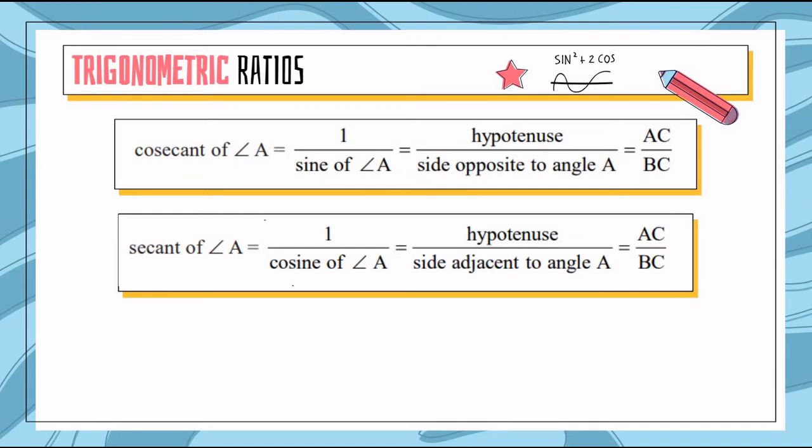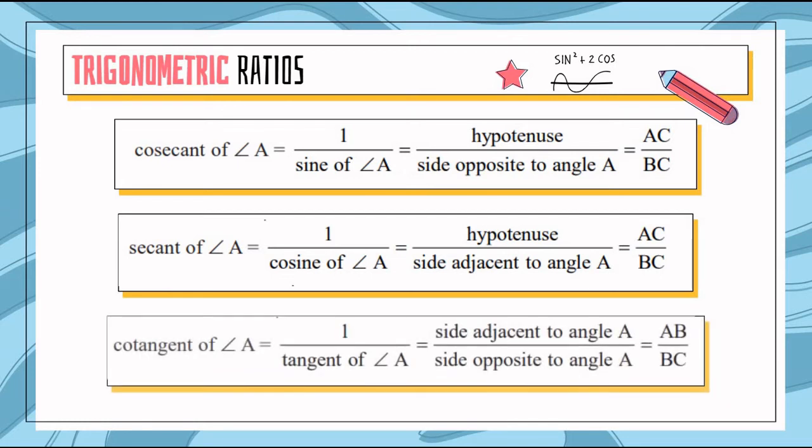So if you remember, the ratio of cosine of angle A was side adjacent to angle A divided by hypotenuse, but as we have taken the reciprocal of it as secant, the ratio would be hypotenuse divided by side adjacent to angle A. So here also the ratios are being switched, so the alphabetical ratio would be AC by BC in this triangle. And then we have the cotangent.